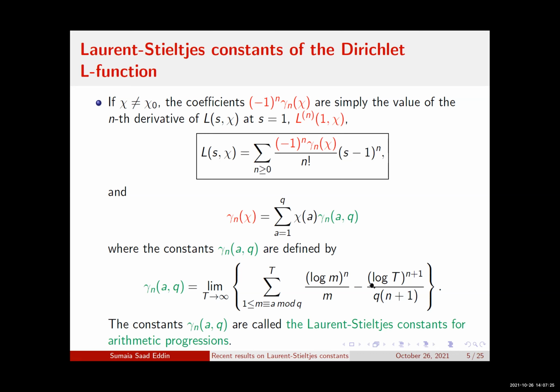And here is just the same definition for this coefficient, of course, in arithmetic progressions. What we should mention here is that many mathematicians tend to study gamma n (a, q) instead of gamma n chi, since they are less complicated to define than the n-th derivative of the L-function at s equals 1. So this formula is important for studying the n-th derivative of the L-function.